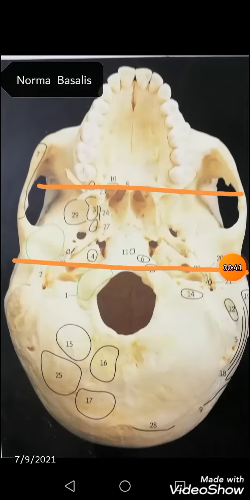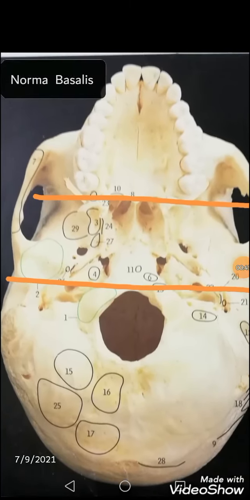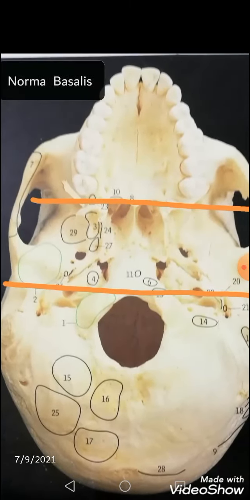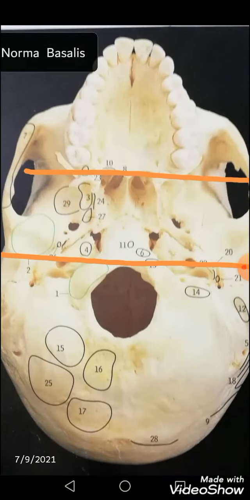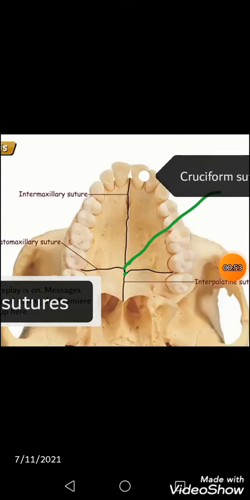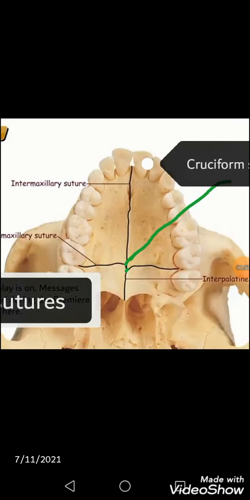Now simply again you can see the anterior part, the middle part and the posterior part, being represented by the two demarcations, right? Now we will discuss the anterior part first. You can see here the hard palate and how it is formed.